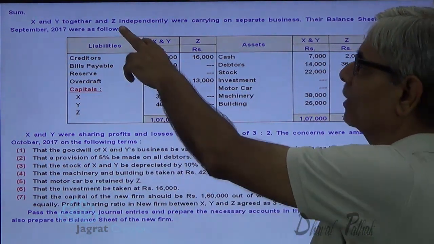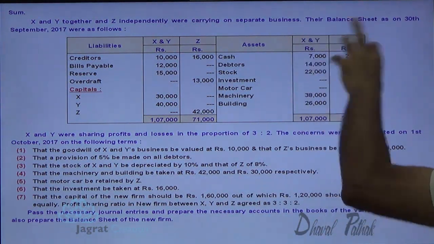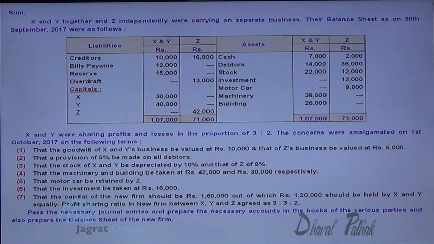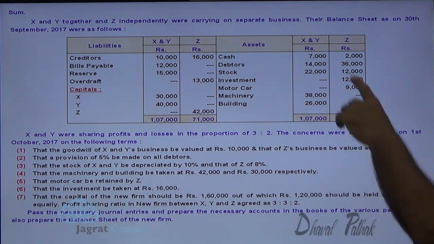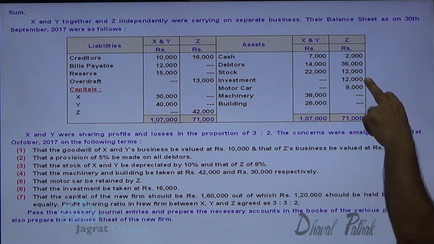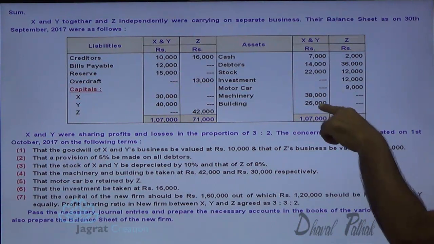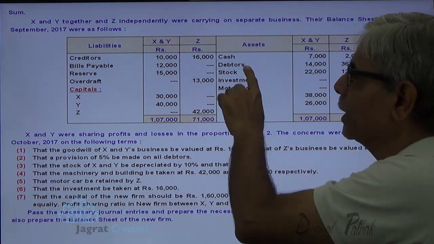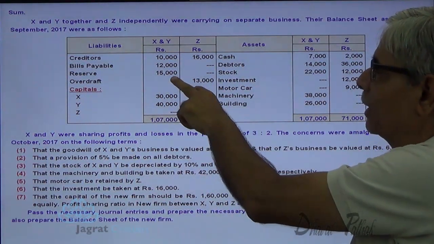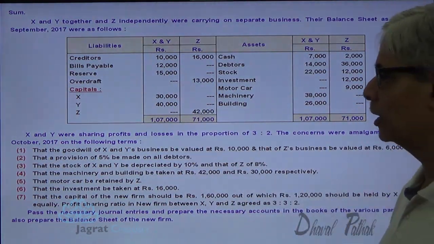X and Y together and Z independently were carrying on separate businesses. Their balance sheets as on 30th September 2017 were as follows. On the asset side, for X and Y, cash, debtors, stock, investment; in case of Z, motor car; machinery and building only in case of X and Y. Creditors for both, bills payable, reserve, overdraft, XY capital, Z capital. This is the balance sheet total.